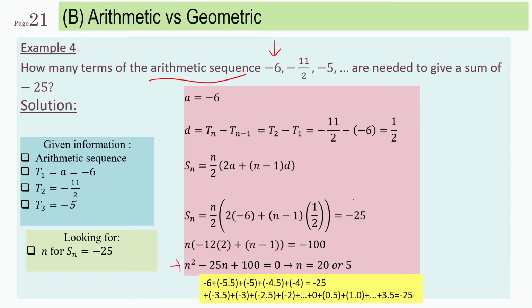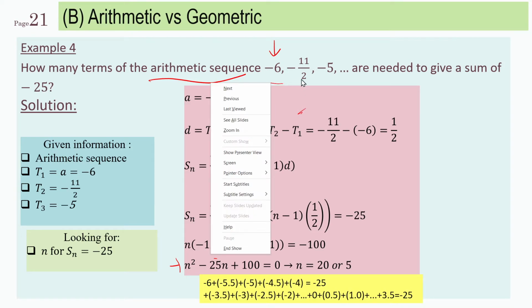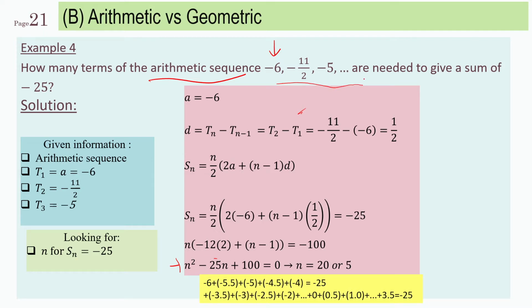And then you may ask, why are there two different answers? Okay, so now you have to look at it. It means that actually this sequence is very special. From negative 6, you keep on increasing, and then later you will reach 0. After that, you will become positive values. Because these are negative, when you add a positive, the values will cancel each other, so you will get 2 times of the same value.